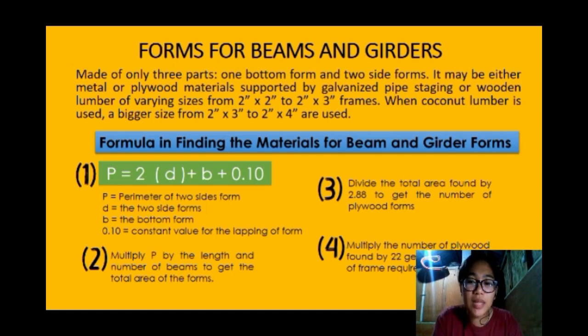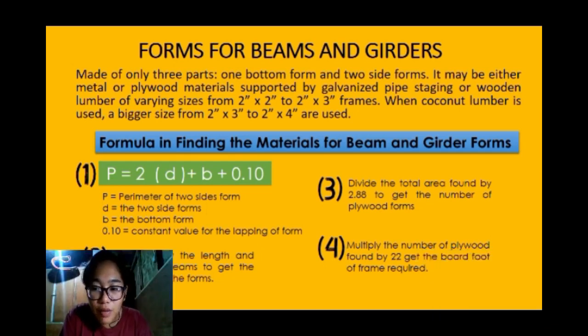Then after obtaining the perimeter of the 2 side forms, we will multiply it by the length and number of beams to get the total area of the forms. Then divide it by 2.88 to get the number of plywood forms. And then multiply the number of plywood found by 22 to get the board foot of frame required.